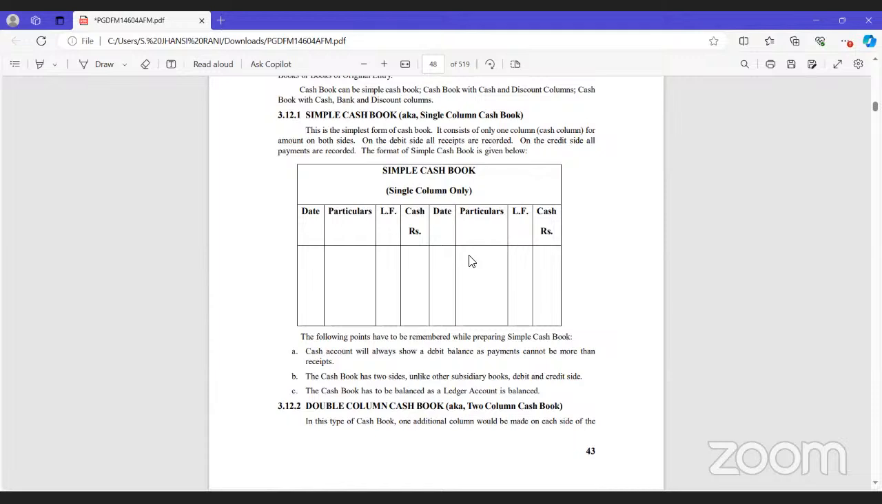Debit side is whatever cash we receive, and credit side is whatever cash we expended, or the expenditure that we incurred by the business, that will be recorded on the credit side.